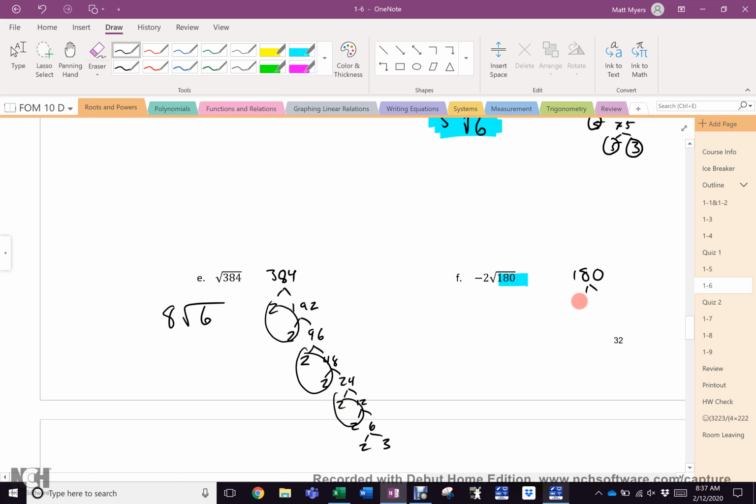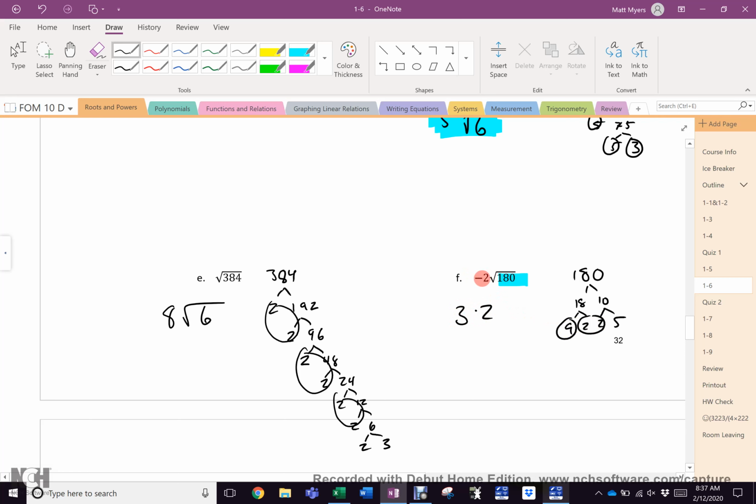180 is, of course, 18 and 10, which is 9 and 2, and 2 and 5. There's a square root, and there's a group of 2. So what are we bringing out from the 9? A 3. What are we bringing out from the 2s? A 2.